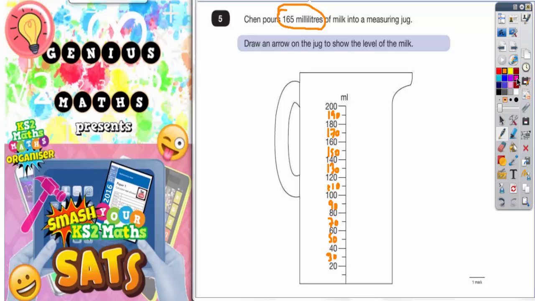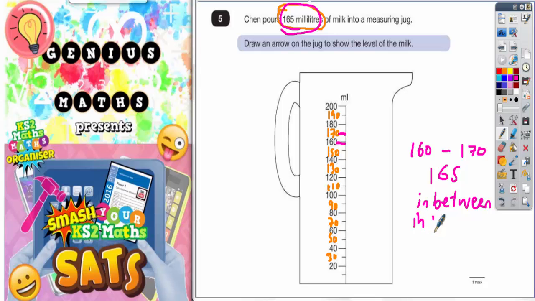So every little mark that we go up, we're going up in tens. However, this isn't a whole amount of 10, this is 165. Now 165 is going to be between 160 and 170. So we've got to find the marks 160, 170. So there's 160 and there's 170. So 165 goes in between there. Or in other words, in the middle.